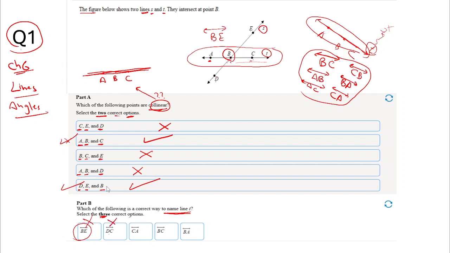CA. CA is in the line T. That means this is the correct answer. BC, for the line T also. So the correct answer. And I have BA in line T. So this is the correct answer. So let's move to question number 2.